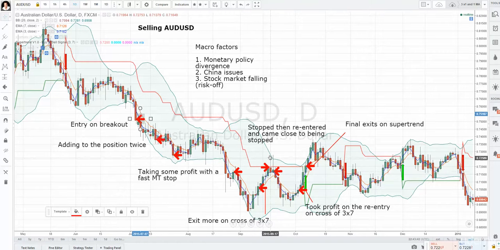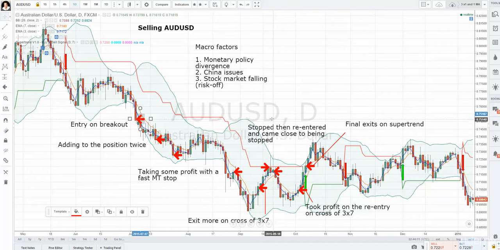And then we get this reversal candle, and I entered here, and you can see there's two reversal candles in a row. I actually entered on the first one. It went up, almost got stopped out. My stop is 0.25% above the high. It doesn't. We head lower, and then we get the cross of the 3x7 again, so taking a little bit of profit here, and then we get stopped out finally on the trade on the super trend.